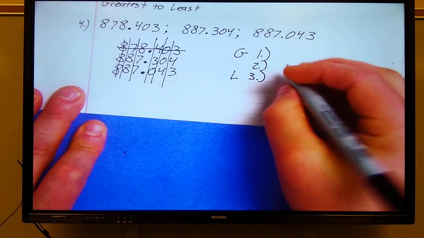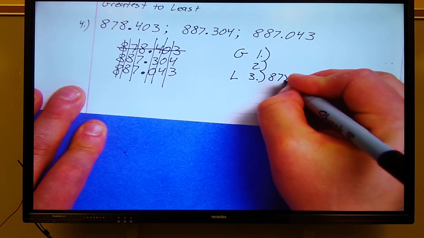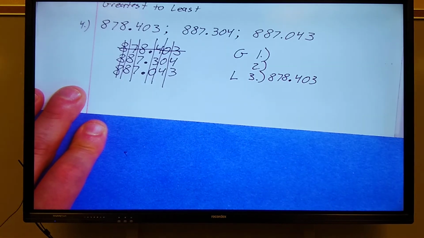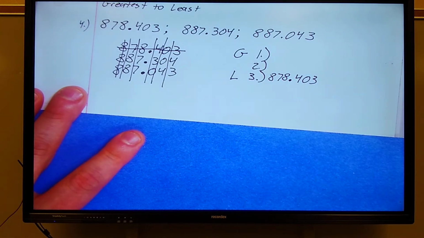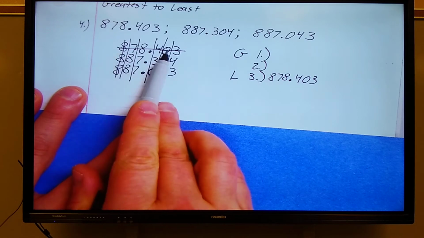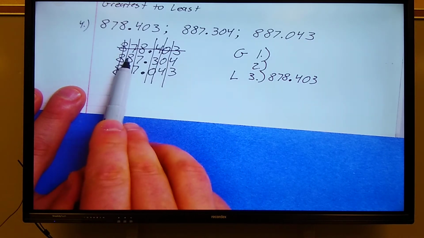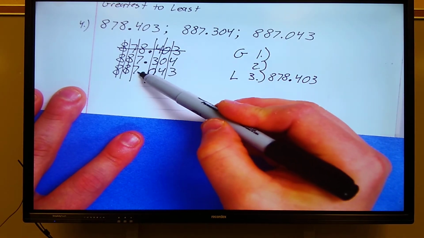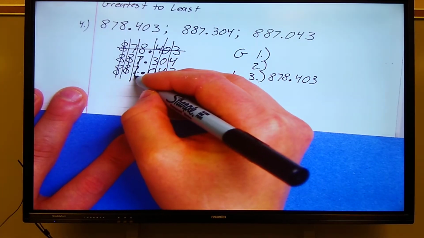So 878 and 403 thousandths is the smallest number. But now I'm done with this number. Now I got to work on these two. I can't use the tens place. Let's go to the ones. 7 and 7. I can't use the ones place.